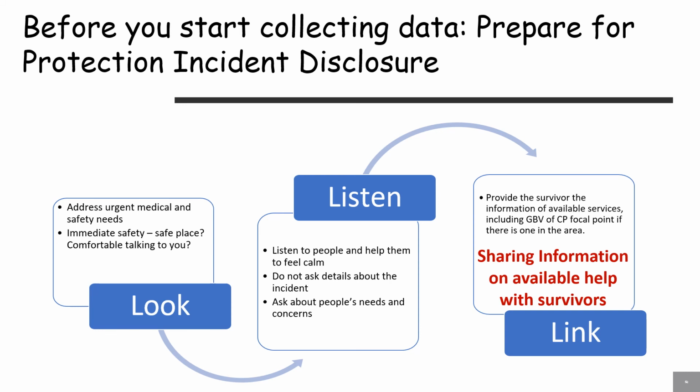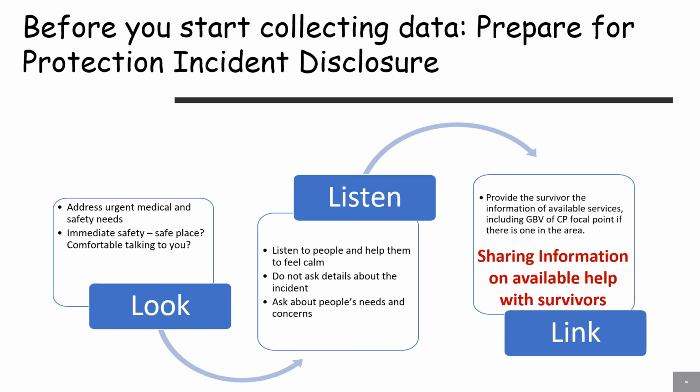Enumerators should be equipped to respond to incident disclosures and need the support from protection colleagues in referring to services. They should be ready to know how to safely respond to incident disclosures before they go to the field. It means knowing what to do and what not to do, and having the up-to-date information to share on available services and know who to reach in the protection team for advice if needed. So it's important to always remember three things.